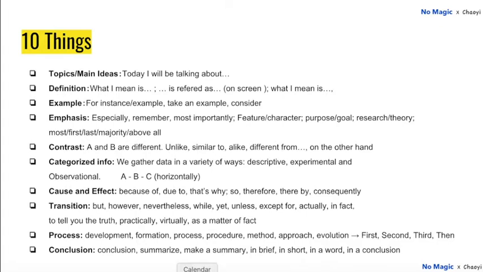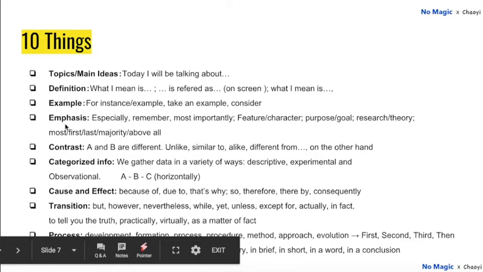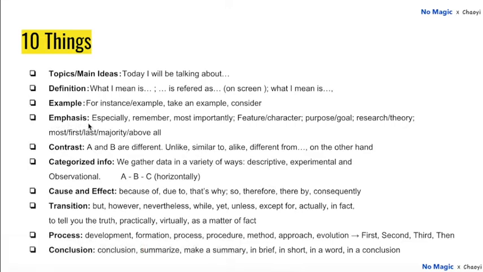Also, when the speaker wants to emphasize something, he might change his voice. He might start to speak much more slowly or use a deeper voice, or put a lot of stress when he speaks. So pay attention when you hear the speaker changing his voice or tone.